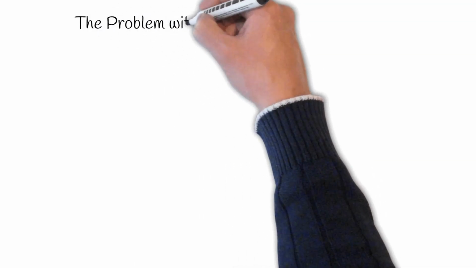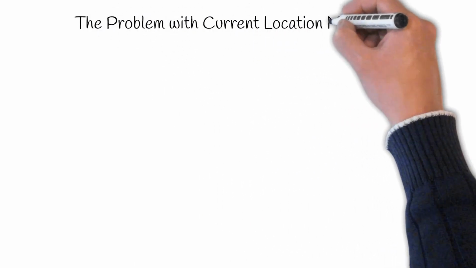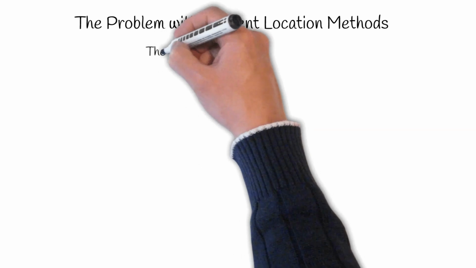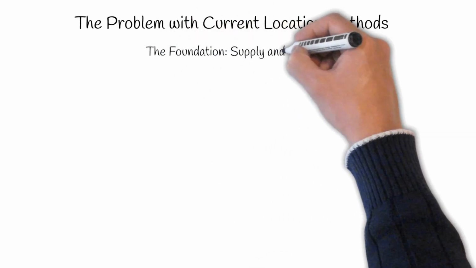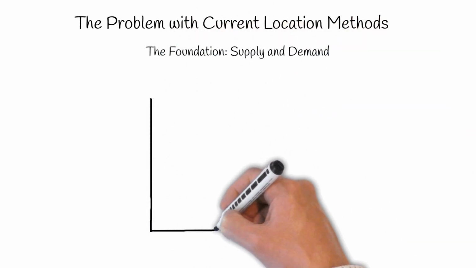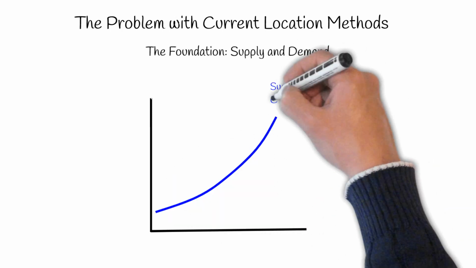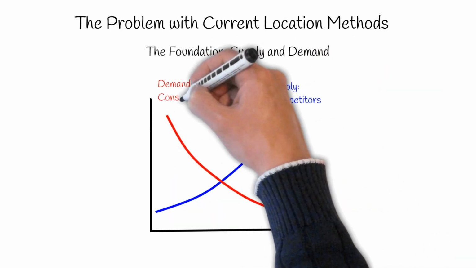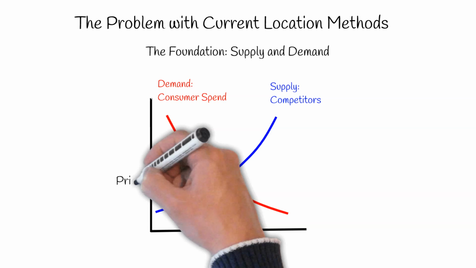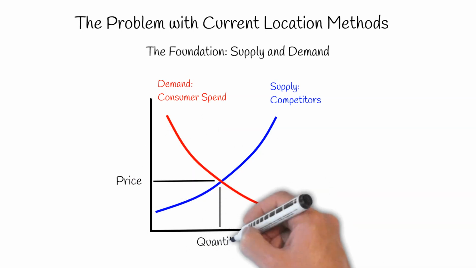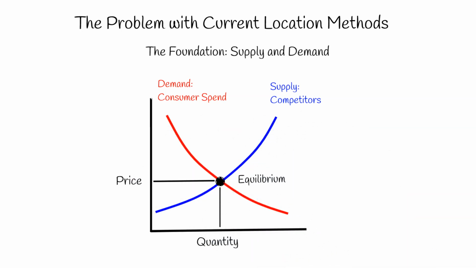This video is about how current location methods lead to poor performing retail networks. The principles of supply and demand are the foundation of location science. They help us understand the relationship between retailer supply and consumer demand, and in this graphic, how equilibrium prices effectively clear the market. But the market isn't always in equilibrium.